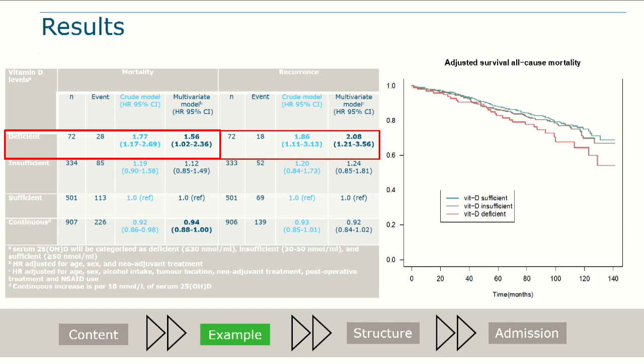And you can see the survival, so how many people survived. On the left side, you see 1 to 0, so that's 100% till 0%. And you can clearly see that the people who are vitamin D deficient have a lower survival status.